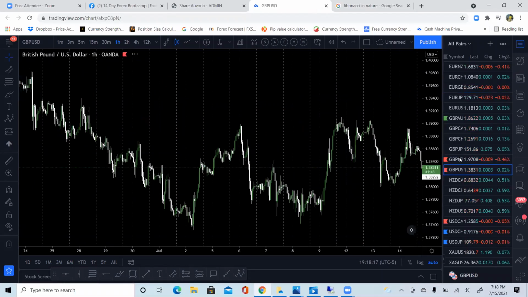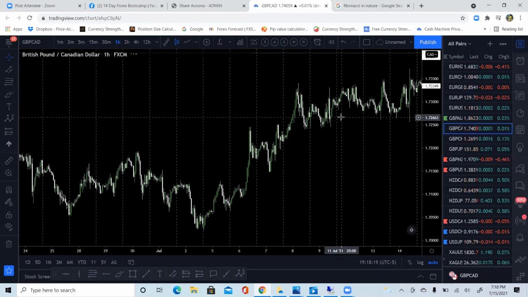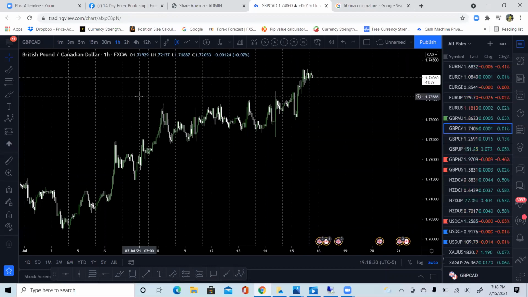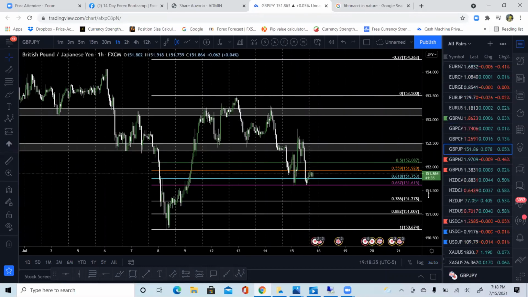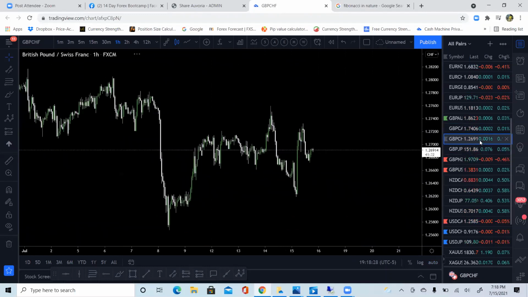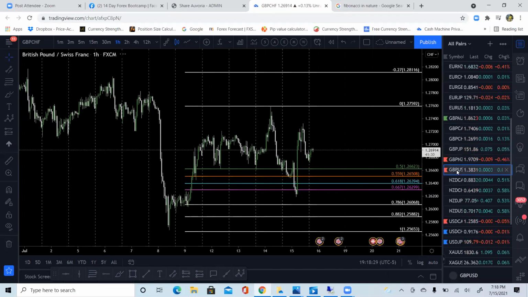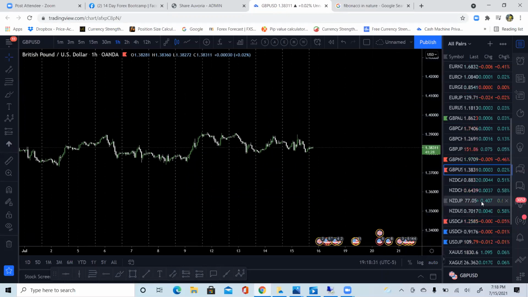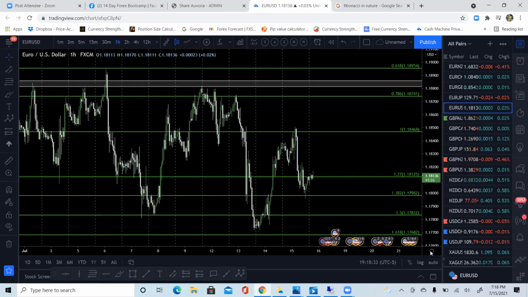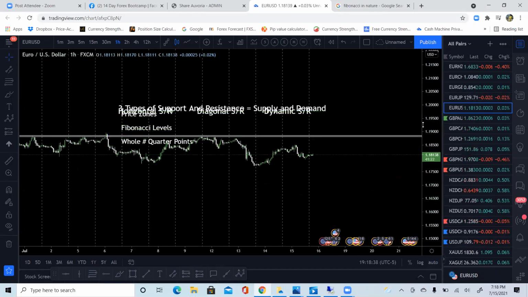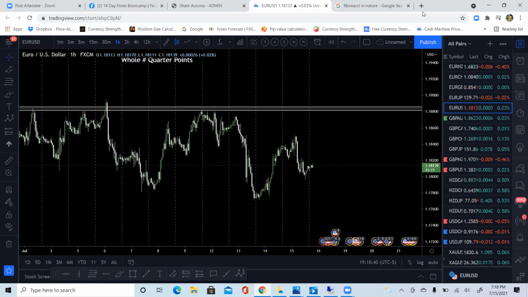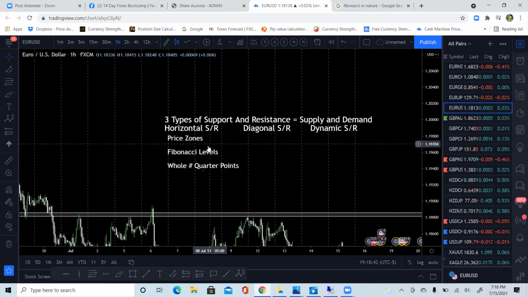What pair was I on? I think I was on GCAT again. Let's see, what pair was I on when I was doing? I think it was this one. Yep. All right. So that is your Fibonacci.